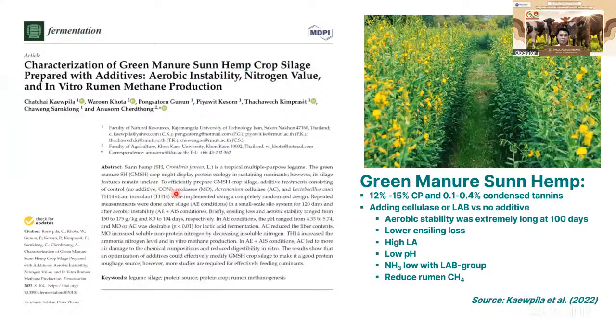Some experiments by my colleagues tried to make silage using clean manure hemp. This plant contains about 0.1 to 0.4% of condensed tannin and about 12 to 15% of crude protein. When made into silage with the addition of some enzyme or bacteria, the quality of silage can be enhanced, particularly lactic acid concentration, and it can have low pH.